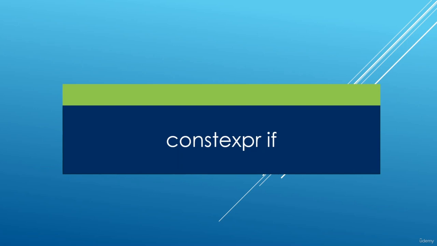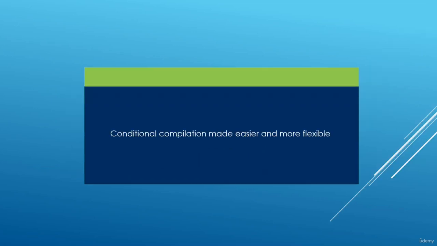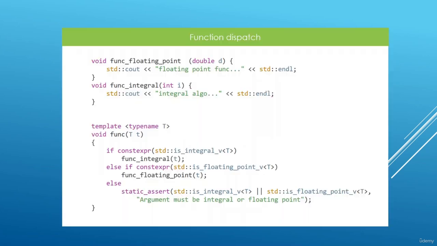In this lecture, we're going to learn about constexpr. This is a mechanism we have in C++ to do conditional compilation of our code. Let's look at a simple example to really drive this home.